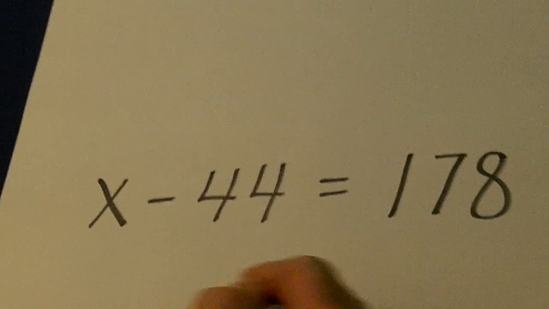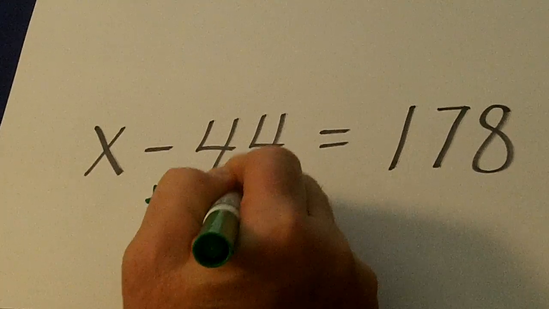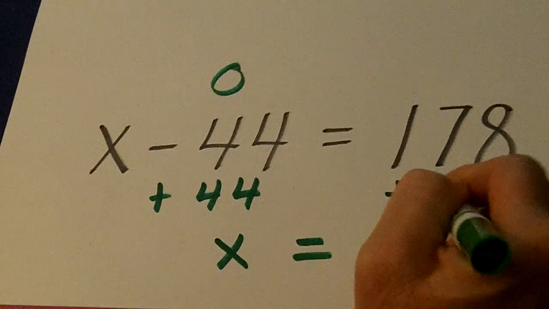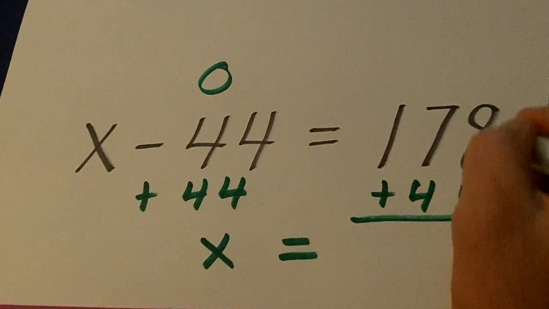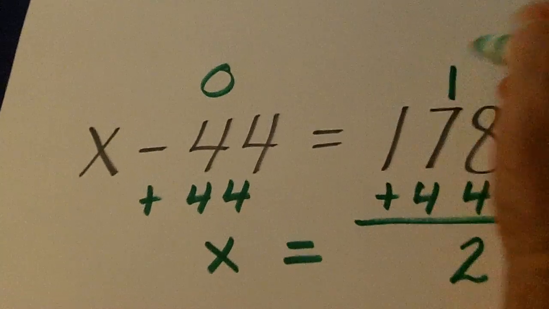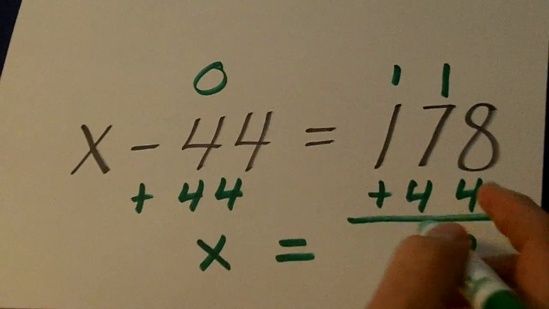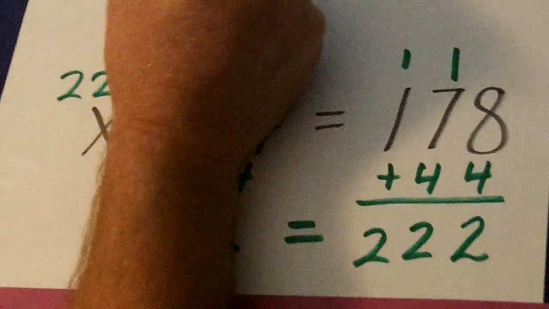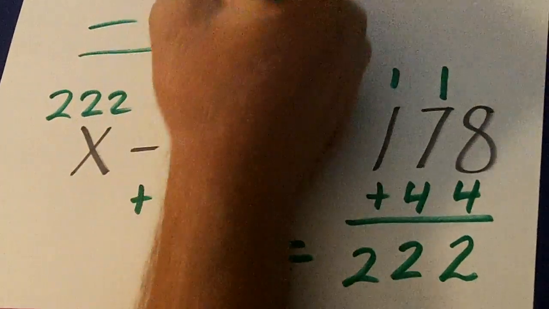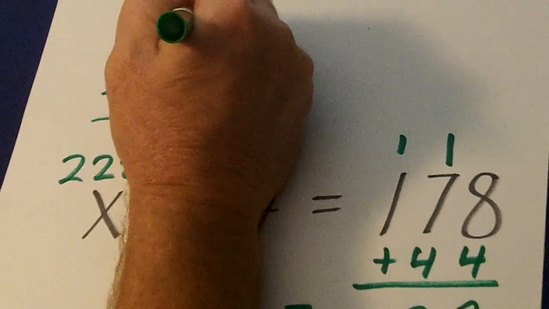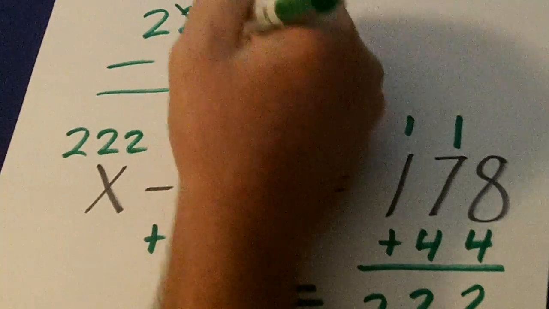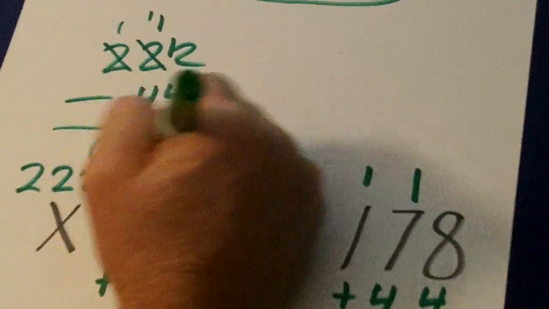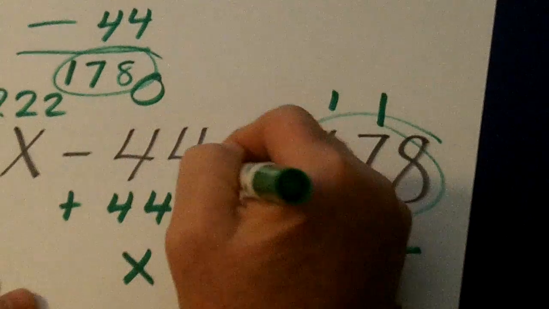Okay? Let's come down here. How do we get x by itself? We add 44. 44 minus 44 is 0. But we got to do the same to both sides. Okay? Now we're going to go 8 plus 4 is 12. Let's carry a 1. So 222 is x. Let's go ahead and see if we did our math right. Okay, borrow 1, 12, 8. Borrow 1, 11, 7, 178. Hey, we checked our work.